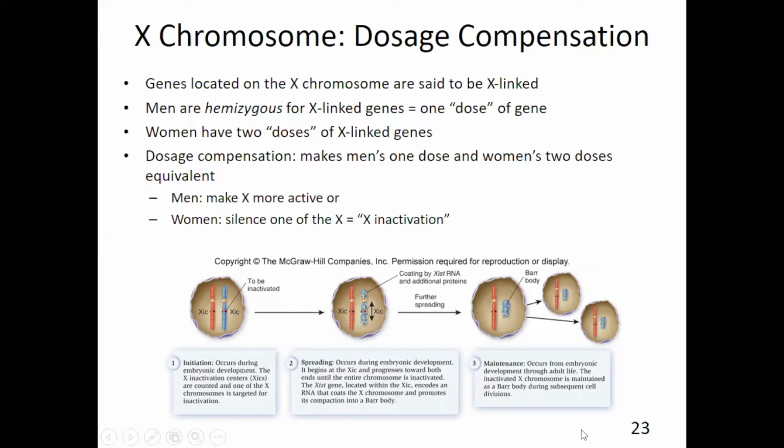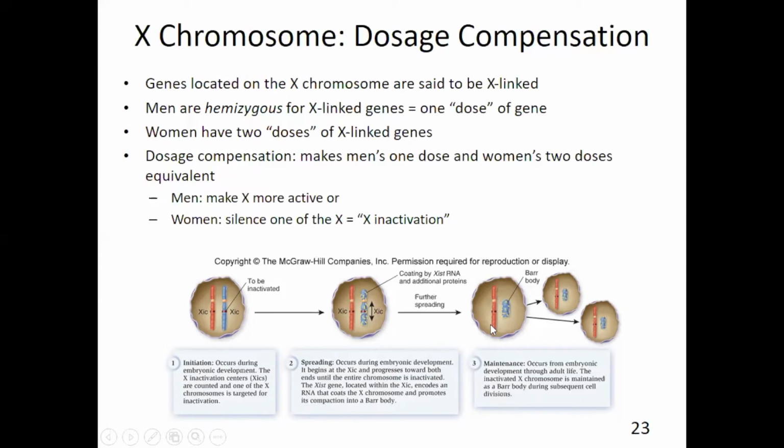Women will silence one of the X chromosomes, called X inactivation. Here we see an image of a cell that has 2 copies of the X chromosome. During development, at random, one of these X chromosomes is inactivated. It essentially gets covered in proteins, which cause the chromosome to become what we call a bar body. And this bar body is in a state that the genes are inaccessible to the cell.